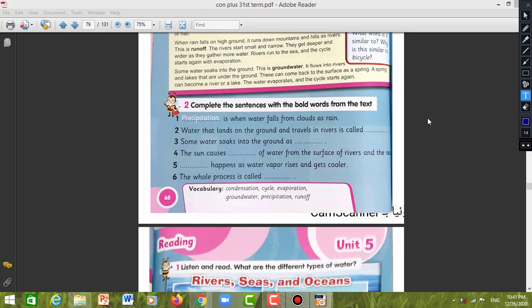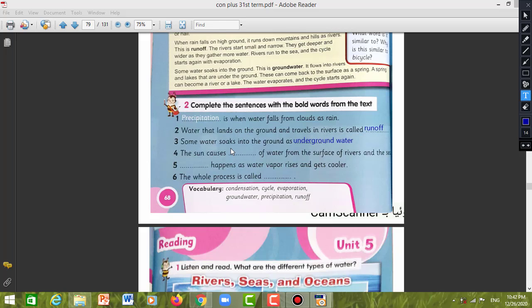Number 2, complete the sentences with the bold words from the text. Number 1, precipitation is when water falls from clouds as rain. Number 2, water that lands on the ground and travels in rivers is called runoff. Number 3, some water soaks into the ground as underground water.